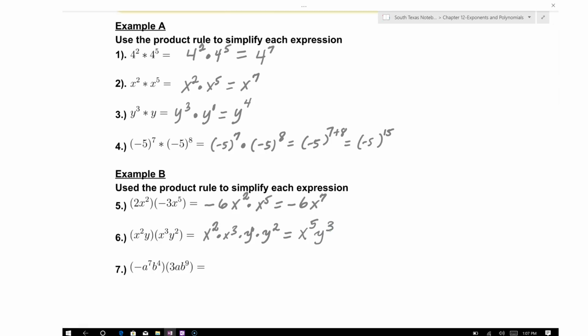For number 7, we have negative a to the 7th power, b to the 4th power, times 3 times a times b to the 9th. So 3 times negative 1 is negative 3. And then we have a, and we have a 7, and it's understood as a 1, so it's going to be 8. And then we have b, we have a 4, and we have a 9, so that's going to be 13. So that's what it simplifies to.